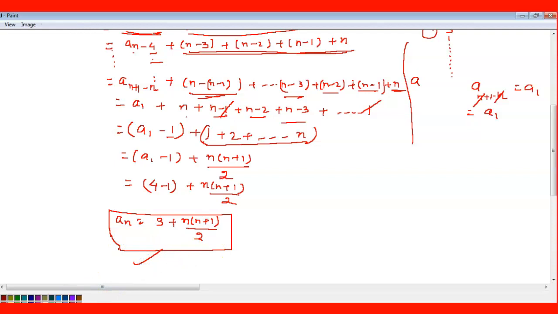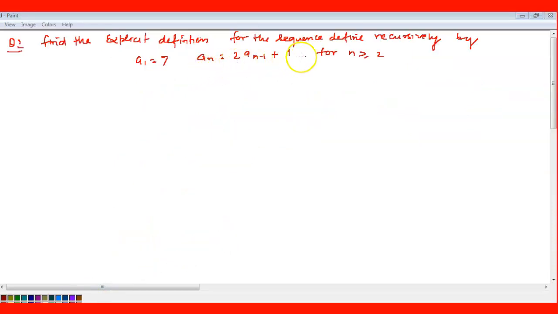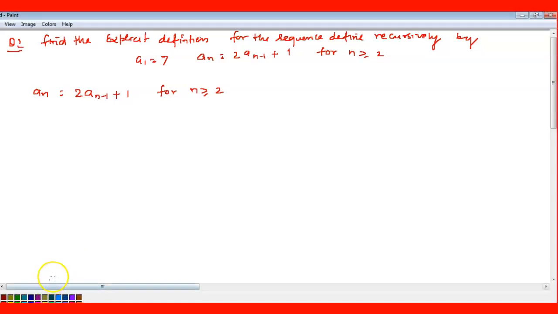Any doubt in this? So next question is given: find the explicit definition for the sequence defined recursively by this one here. Here it is given a1 is equal to 7 and an is equal to 2 into a of n minus 1 plus 1 for n greater than or equal to 2. So in this one what you have to do here, same like here, in the place of a n minus 1 you substitute.